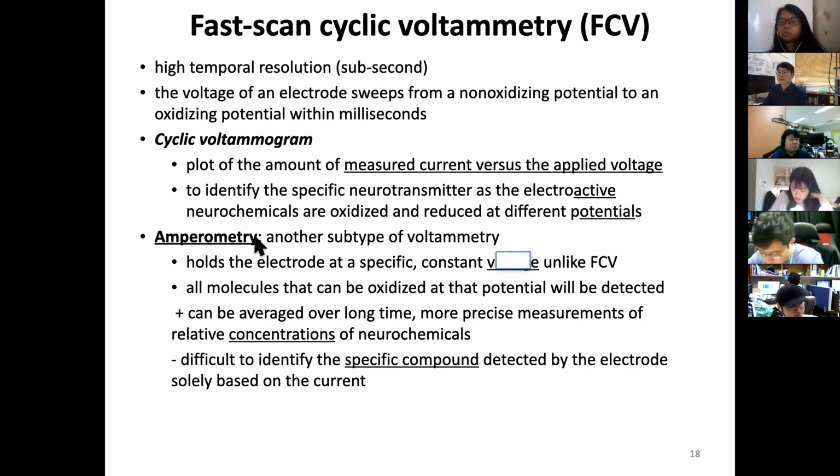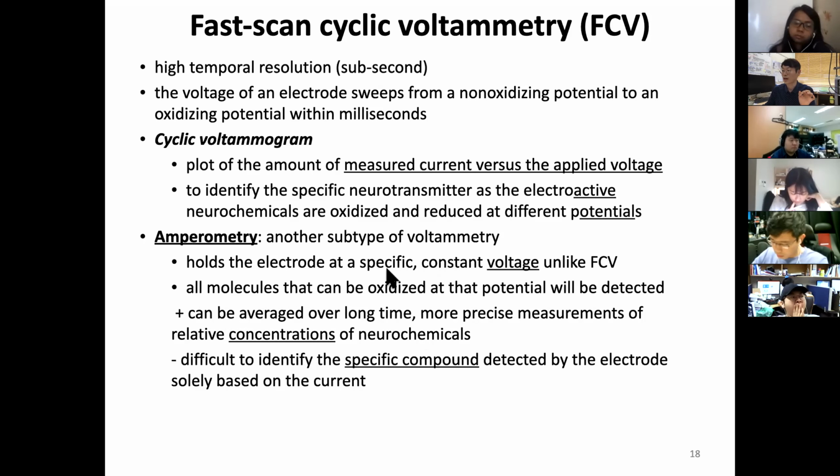Now this is a little bit different from the cyclic photometry in that it holds the electrode at a specific and constant voltage, unlike fast cyclic photometry, which sweeps the voltage and measures the current. In amperometry, you fix the voltage. Then all molecules that can be oxidized at that potential will be detected, okay? What's good about this is you can average over a long time because you're not sweeping, so it gives a more precise measurement of relative concentration of neurochemicals.